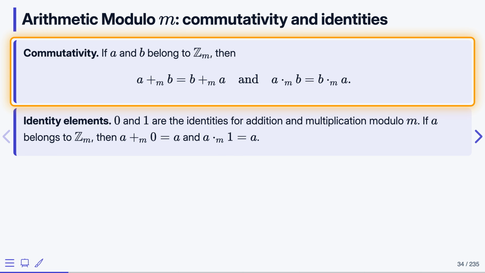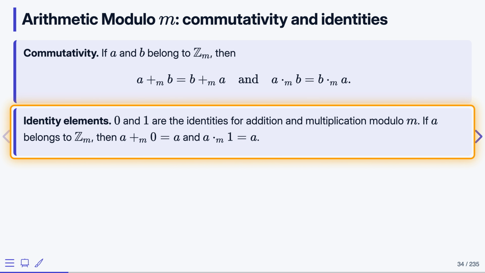Two more properties. Commutativity. The order does not matter. A plus b equals b plus a, and a times b equals b times a. Identity elements. 0 is the do-nothing element for addition. Adding 0 changes nothing. 1 is the do-nothing element for multiplication. Multiplying by 1 changes nothing. Both live inside the set, so we never have to leave.